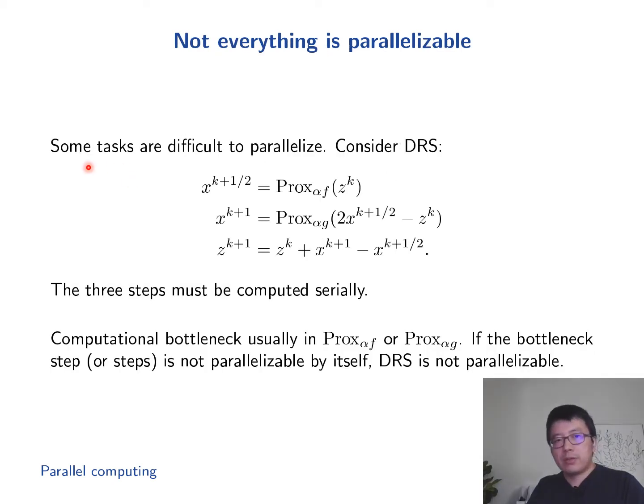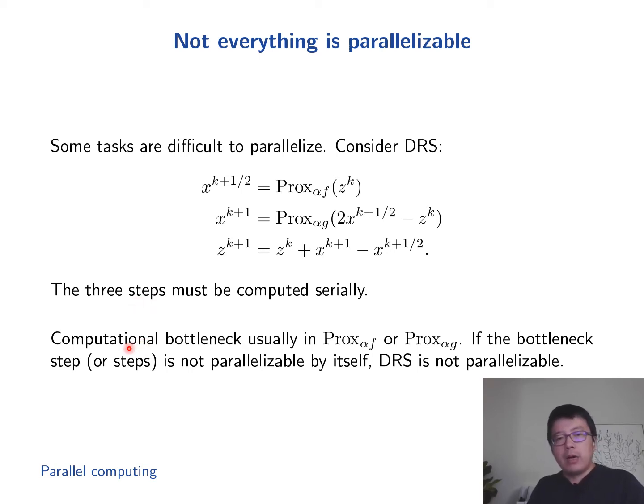However, not all computational tasks are easy to parallelize. Consider the Douglas-Rachford splitting iteration. The iteration has three steps. Every step uses the results from some other step, namely the latest result. For example, the first step requires zk, which is the latest result of step 3 of the previous iteration. The second step, xk plus 1, requires the latest result of the first step. The last step, zk plus 1, requires the latest result of xk plus 1. So you have to complete a step before you can start another step. Therefore, these three steps have to be executed in serial.